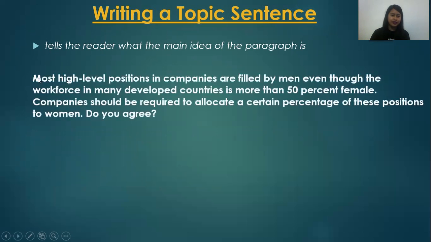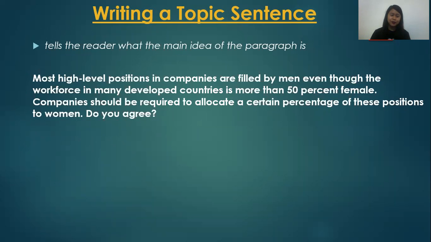We have another question right here. Most high-level positions in companies are filled by men, even though the workforce in many developed countries is more than 50% female. Companies should be required to allocate a certain percentage of these positions to women. Do you agree? Obviously, we've got an opinion essay right here asking us whether we agree to the given topic or not. As I mentioned, before you start writing, make sure that you generate ideas first so that you will not have troubles while you're in the process of writing.